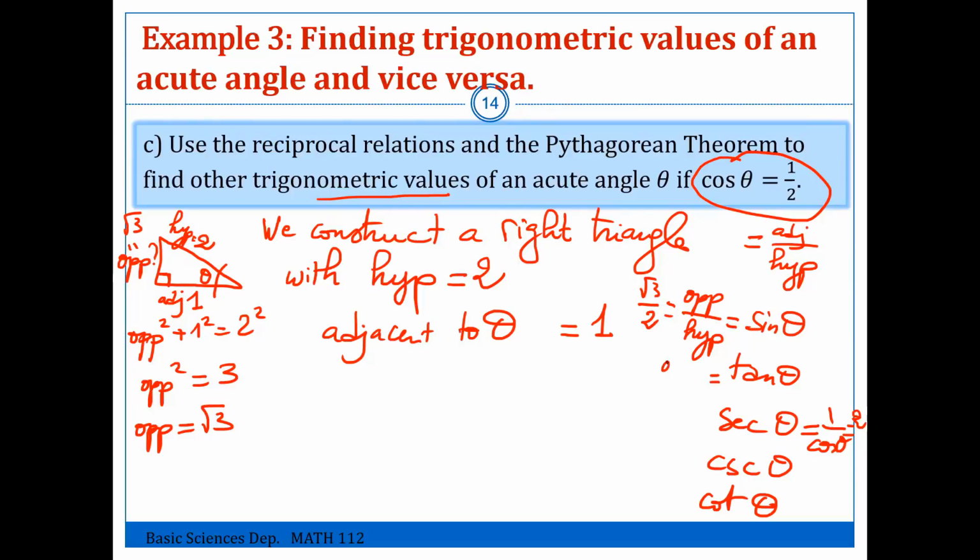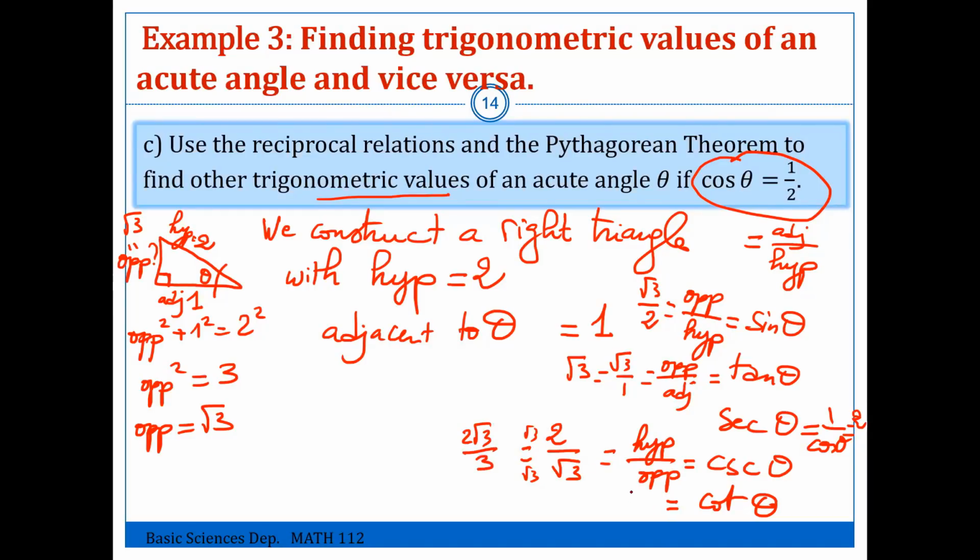Tangent is opposite over adjacent, so square root of 3 over 1, square root of 3. Secant was already computed. The cosecant is hypotenuse over opposite, or 1 over sine, so 2 over square root of 3. You can leave it like that or rationalize the denominator. You multiply by square root of 3 and get 2 square root of 3 over 3.